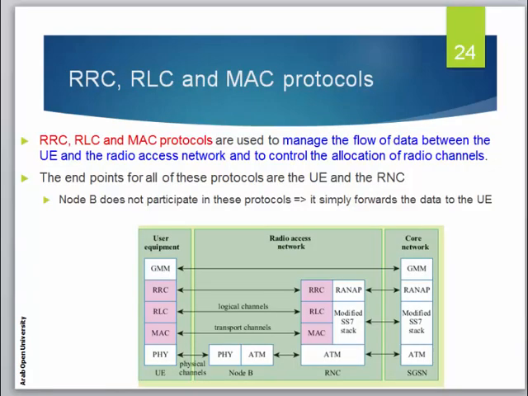The RRC and RLC and the MAC protocols are used to manage the flow of data between the user equipments and the radio access network, and to control the allocation of radio channels. Node B does not participate in these protocols. Simply, it forwards the data to the user equipment.